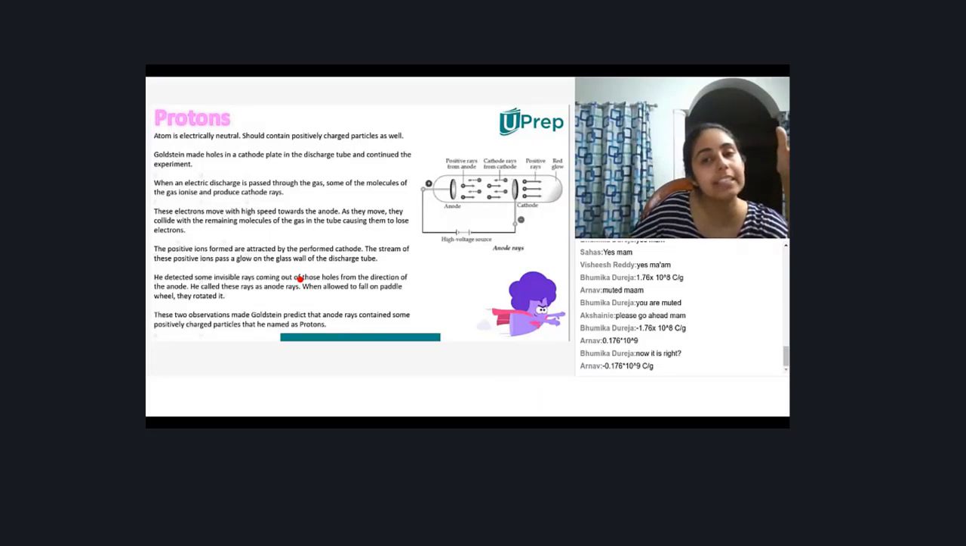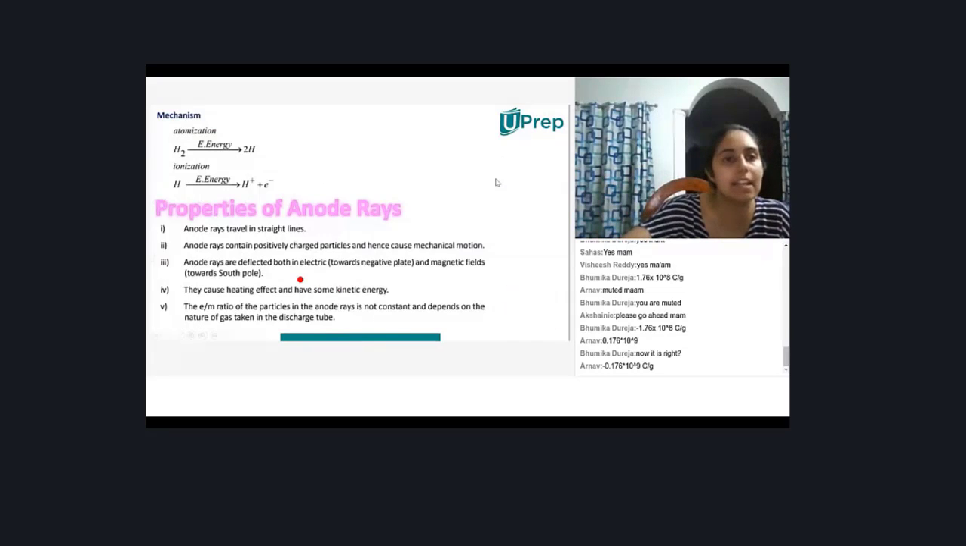Similarly, anode rays come out from the anode and go towards the cathode. Cathode rays come out from the cathode and go towards the anode, and anode rays come out from the anode and go towards the cathode. So how does this happen? Let's study. We know that an atom is electrically neutral.